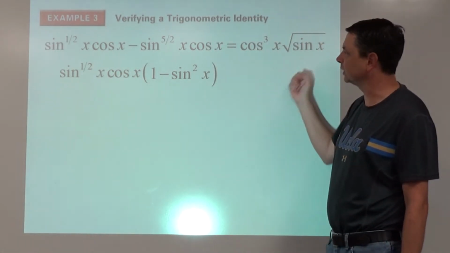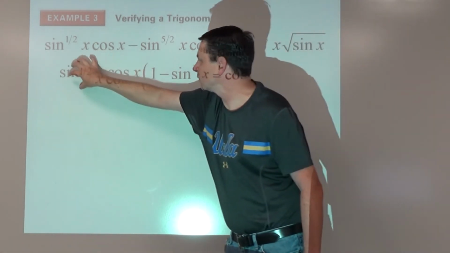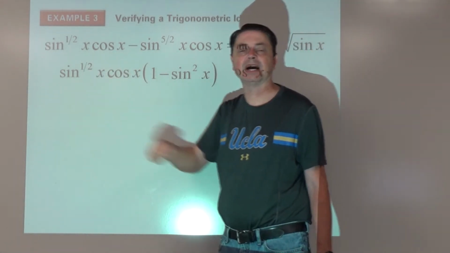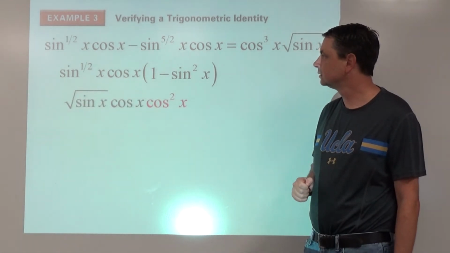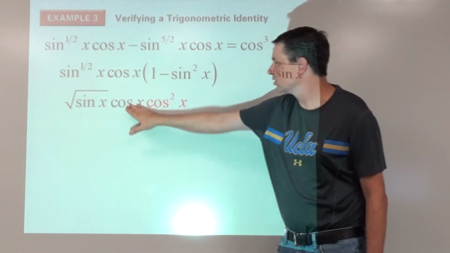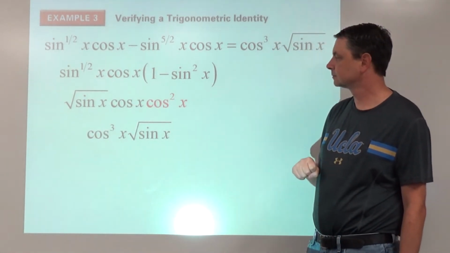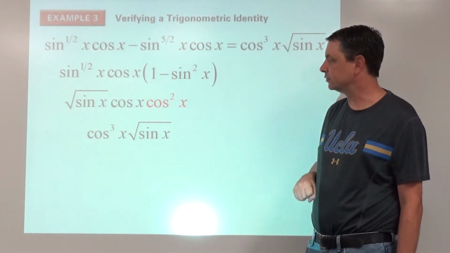We're getting close to where we need. Here's a Pythagorean identity. We can rewrite this one in root form. Raising to the 1/2 power just means take the square root of. And then just kind of rearrange with their multiplication. Multiply these together. And we've got a match. Cosine cubed x times the square root of sine of x.